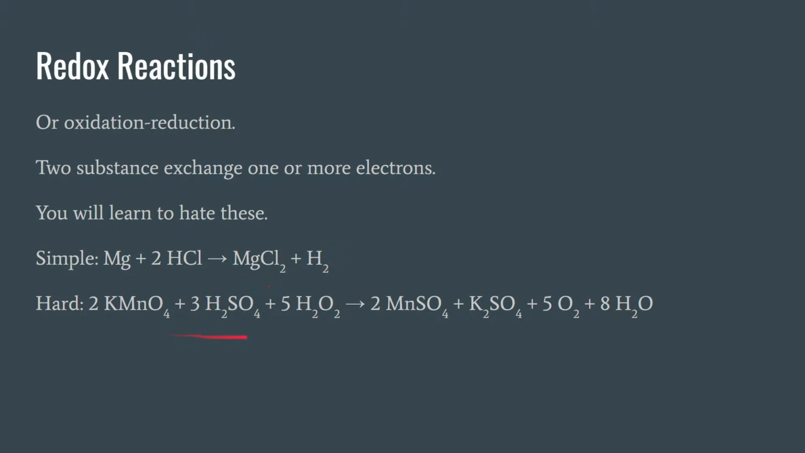But then you have the much more complex potassium permanganate reacting with sulfuric acid and hydrogen peroxide to make manganese sulfate, potassium sulfate, oxygen, and water. All right. This is a lot harder to balance, mostly because it's weird. They take place in acid, and there's all sorts of stuff going on. And there's a special set of rules for balancing redox reactions. They're much more difficult than regular reactions when it comes to balancing them.